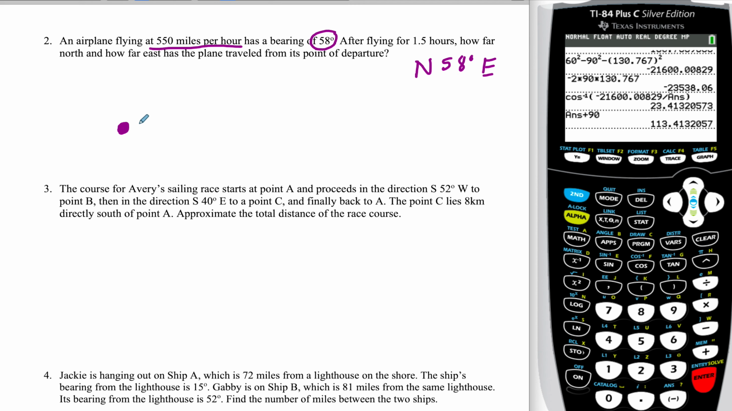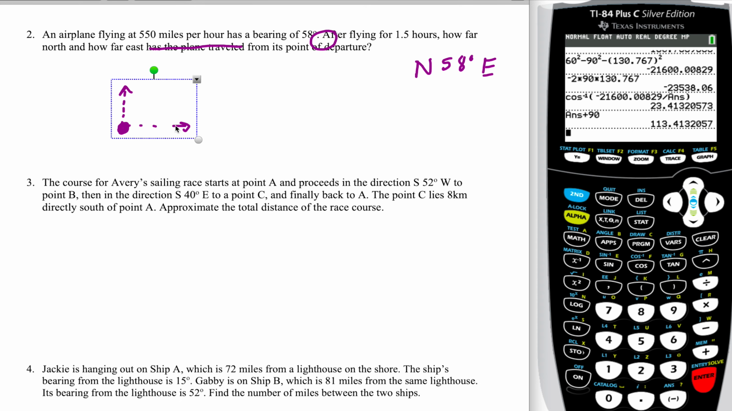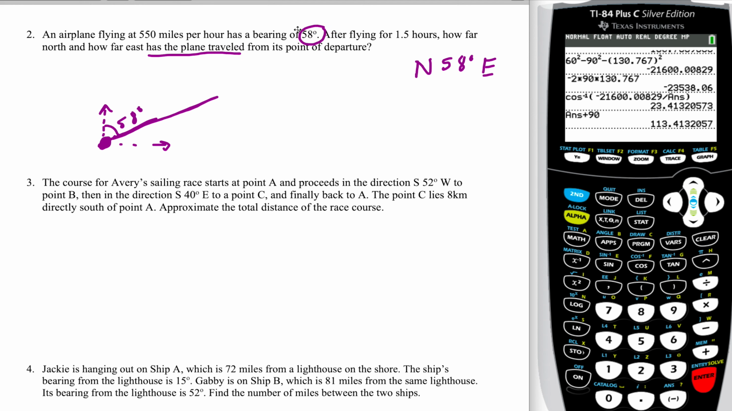Okay. So we'll make our north. We'll make our east. And I want to make sure I grab the right thing here. Right. Okay. And we're going to go 58 degrees. That's the bearing that our plane is going to go along. And I just noticed that I've got to maybe get that down there. Get that up there.